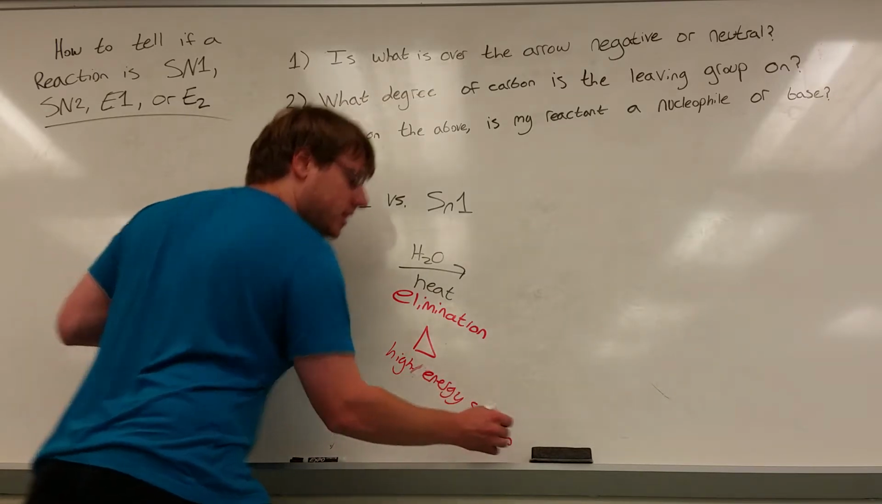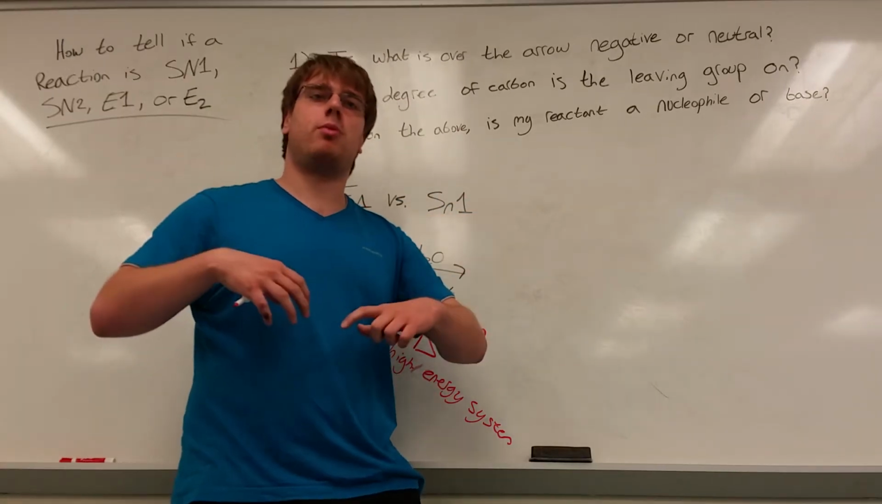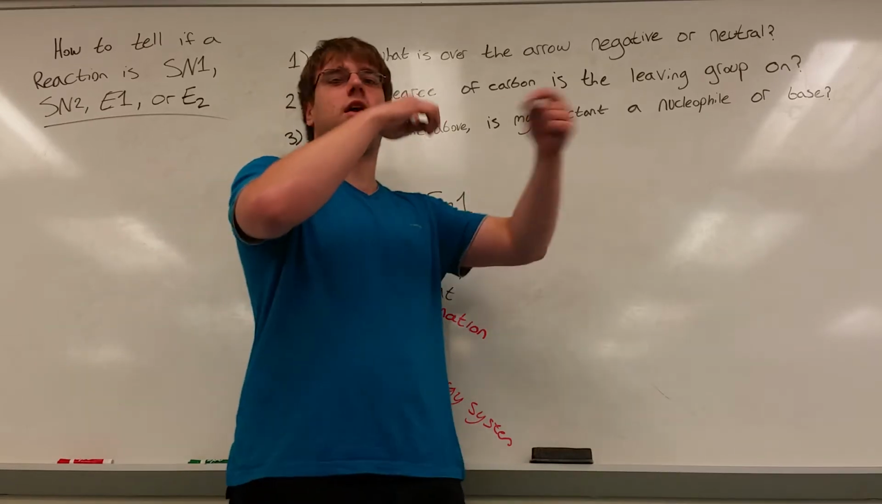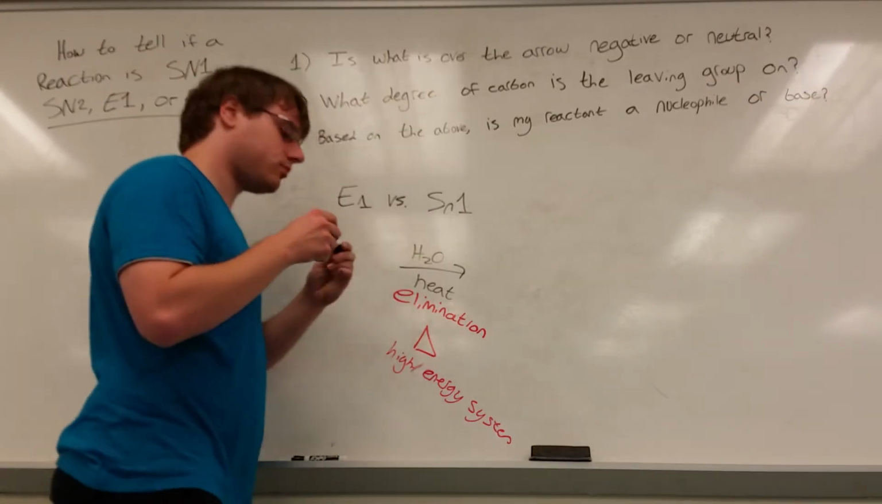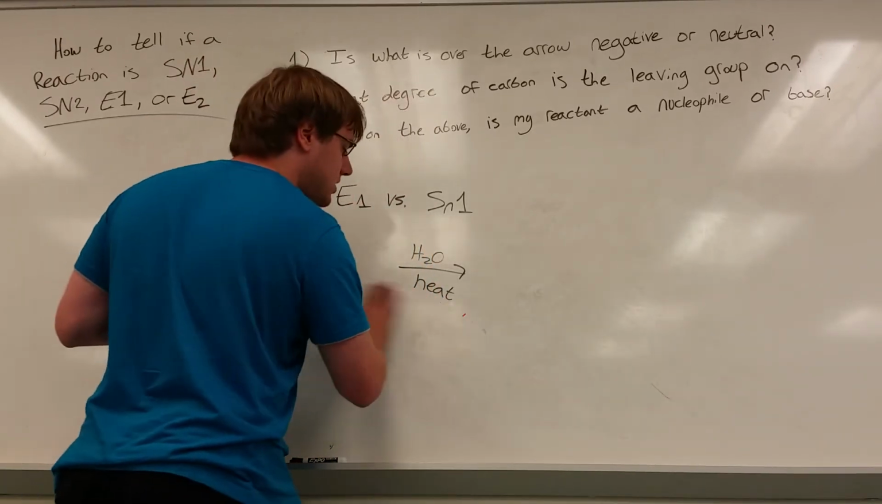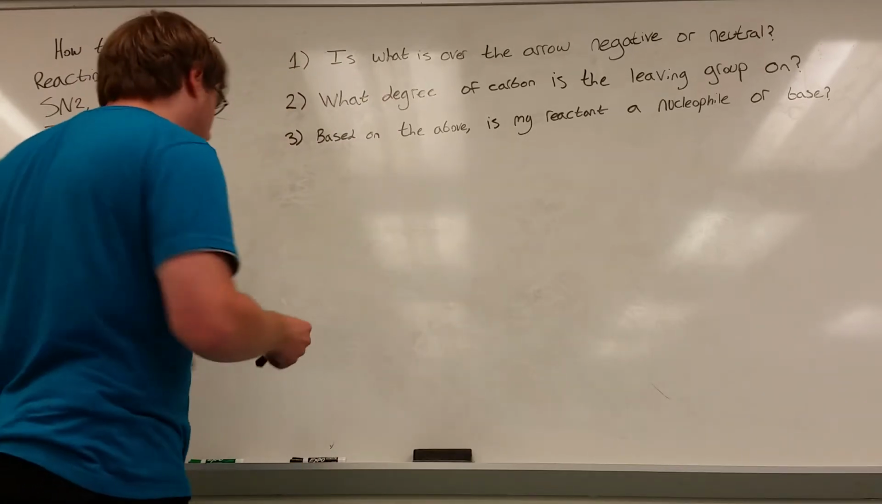The point is, it takes a lot of energy to make that double bond, because the double bond ends up making a more stable product in the end. So you need those higher temperatures, that greater energy system, to allow it to occur. Now, what if they didn't tell us heat? There's another way they can hint at the fact that your reaction is following an E1 versus an SN1 pathway.